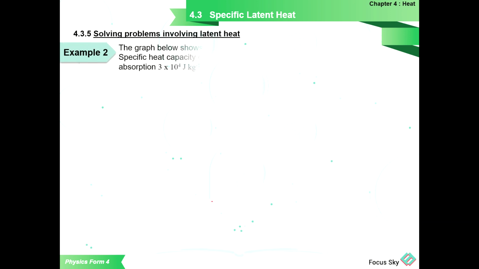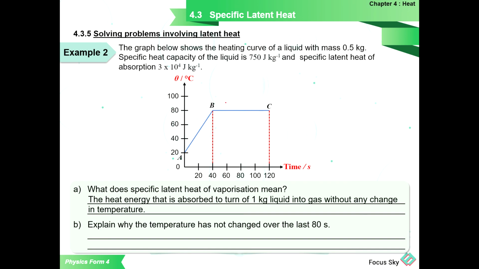Another example. Graph below shows a heating curve of a liquid of mass 0.5 kg. Specific heat is 250 joules per kilogram and latent heat is 3 × 10⁴. What does specific latent heat of vaporization mean? Okay, vaporization means heat absorbed during 1 kg of liquid turning to gas without any change in temperature. Okay, that is standard definition. Explain why the temperature has not changed. Because it's used to break the bond. Yes, good. Break the bond of the molecules.